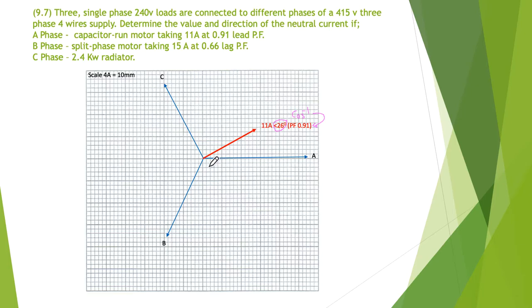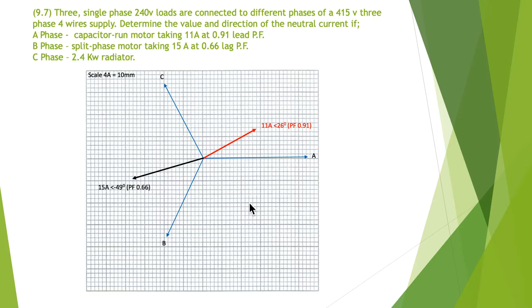So its length, the length of the phasor, this bit here, its length is 11 amps and its angle in here is 26 degrees. So I've got my first phasor on the drawing, or on the phasor diagram.